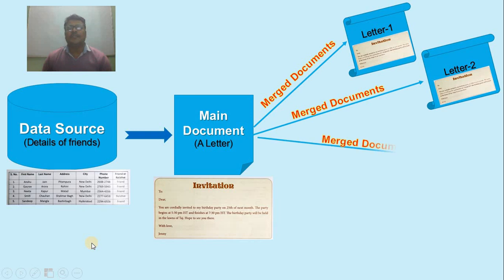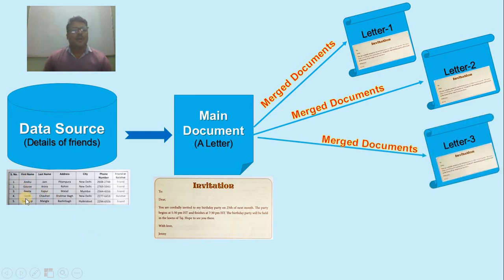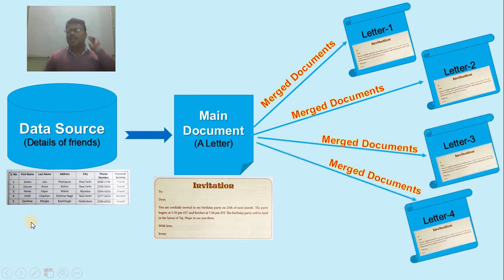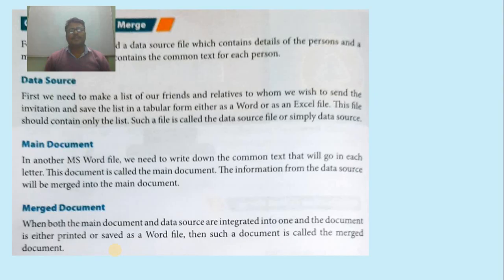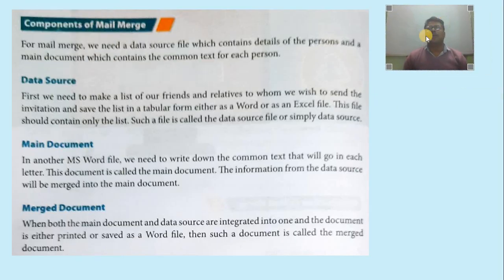That means individual letters. If we have 5 records here, that means 5 individual letters will be generated as a merged document after merging. So we will get 5 individual letters. They will be created automatically with the help of MS Word, with the facility of mail merge. I hope you understood the best benefit of mail merge, which we now understand from the content of the book given here.